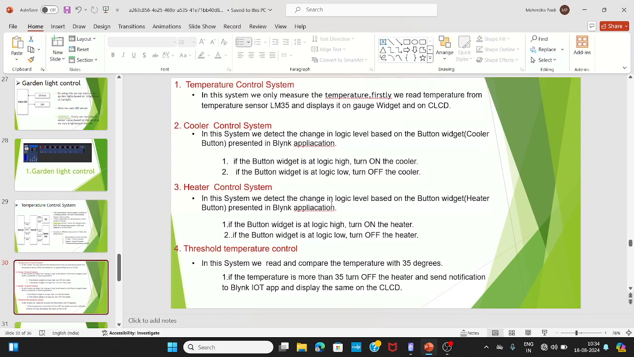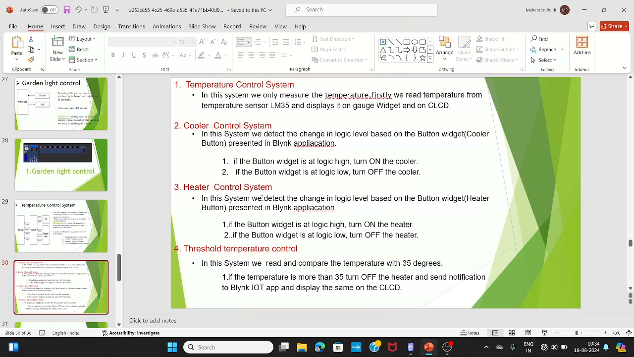Cooler control system. In this system, we detect the changes in logic level based upon the button widget presented in the Blynk application. If the button widget is at logic high, turn on the cooler. If the button widget is at logic low, turn off the cooler.